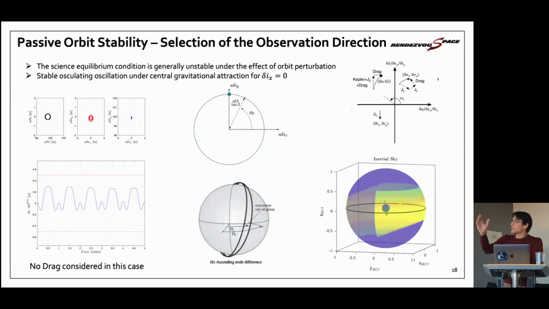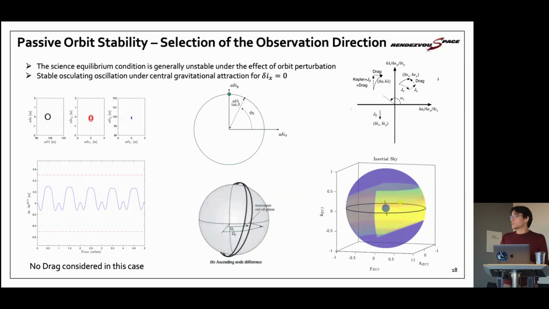And this is done by enforcing that the delta Ix component of the relative inclination vector is equal to 0. Essentially, we are saying that the main difference between the two orbits, the chief and deputy orbit, is a difference in the right ascension of the ascending node. And so this is essentially saying that the two orbits have the same inclination, and so we'll have the same drift due to J2, and so the relative effect of the J2 perturbation is cancelled out.